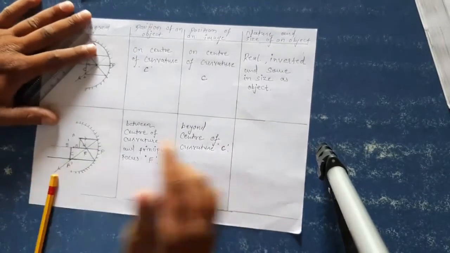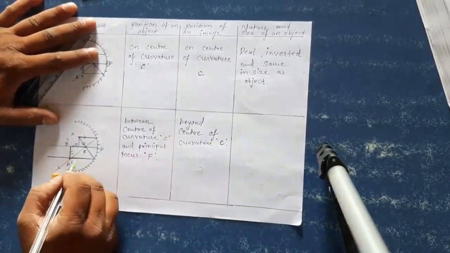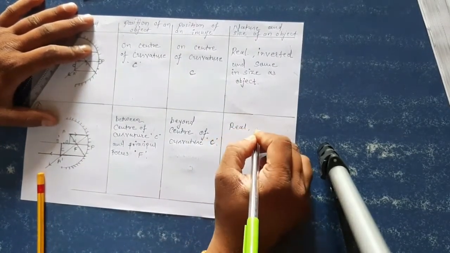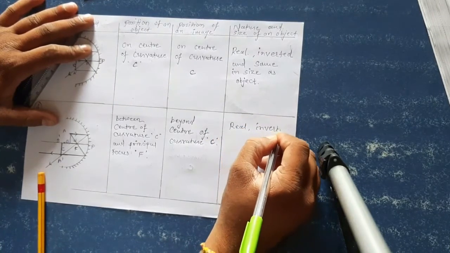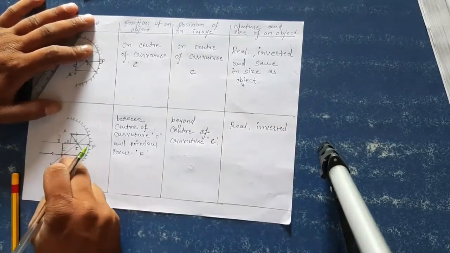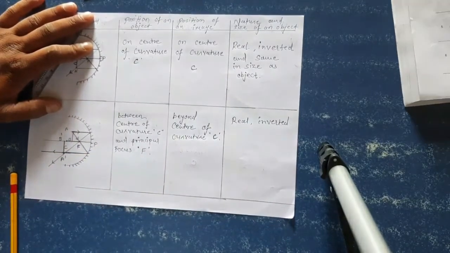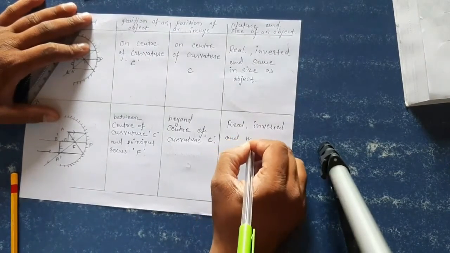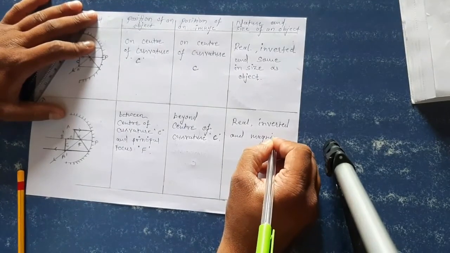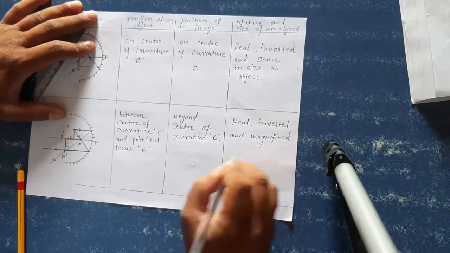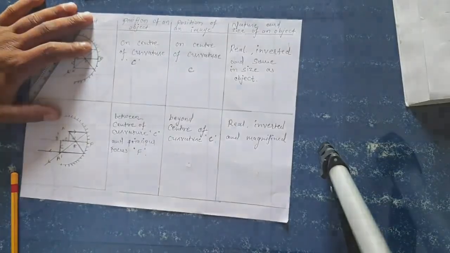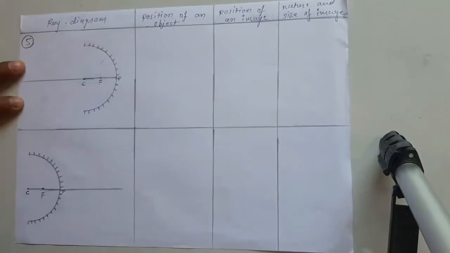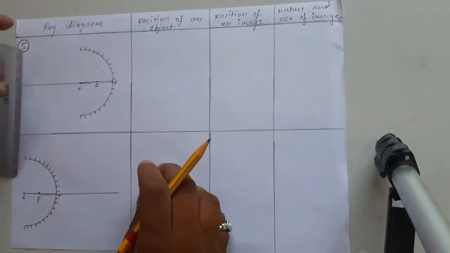And how is that image? The reflected rays are actually intersected, so our image will be real. Also, it will be inverted. And here you can see that the image is bigger in size, so our image will be magnified.